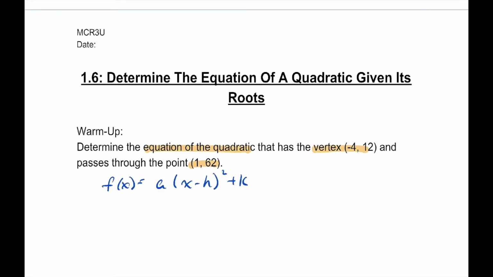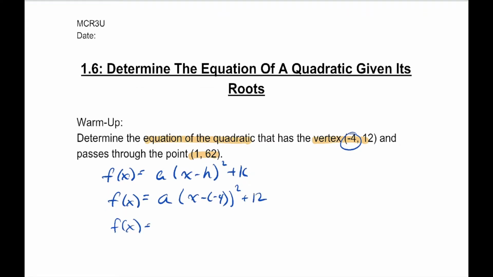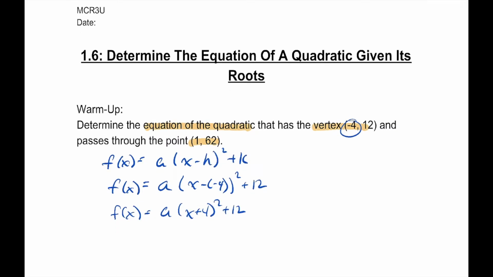So here we have the vertex, which is (-4, 12). We don't know the a value, the stretch factor, but here we get x minus h, where h is the x-coordinate of my vertex, which is negative 4, squared, plus k, which in this case is 12. So f(x) is equal to a times (x plus 4) squared plus 12. So how do we go off and solve for a?